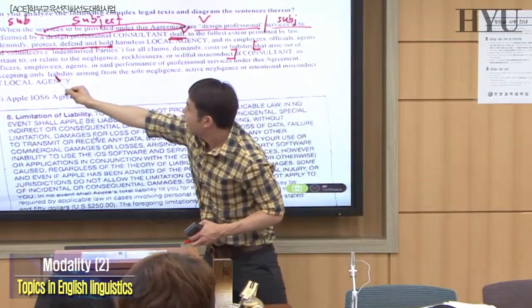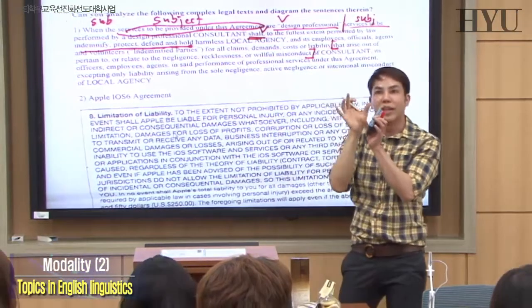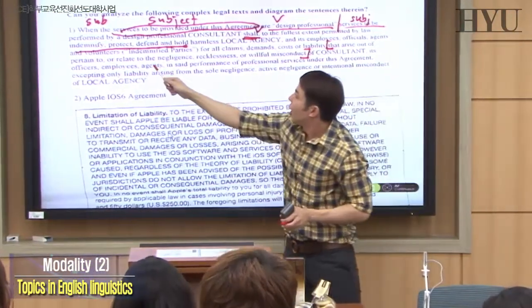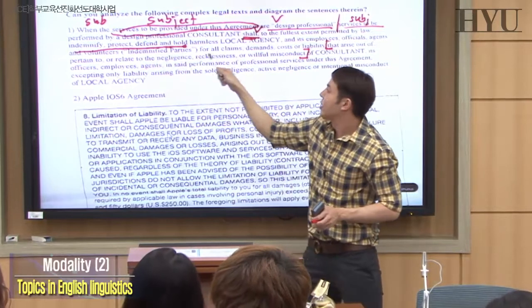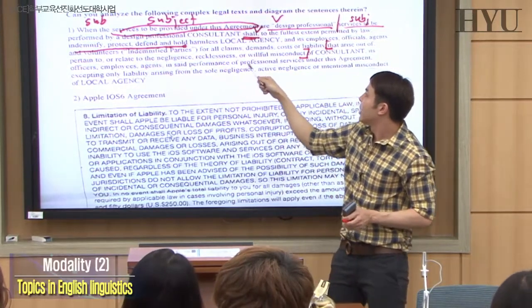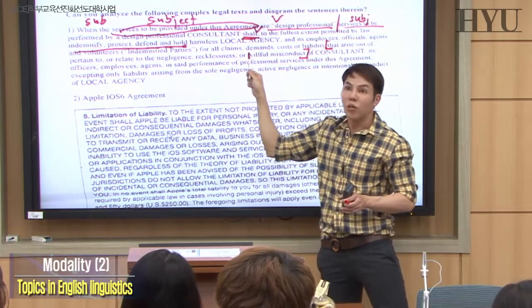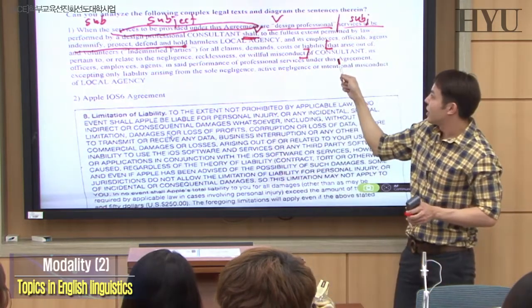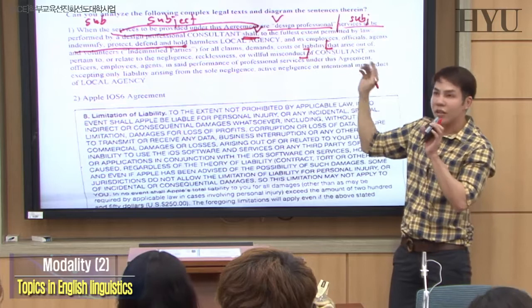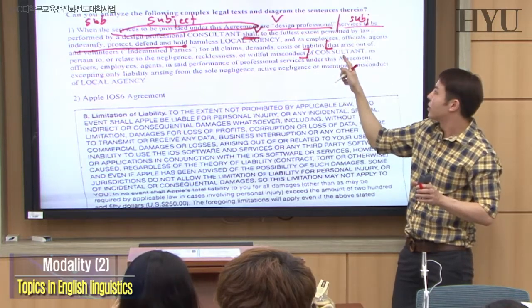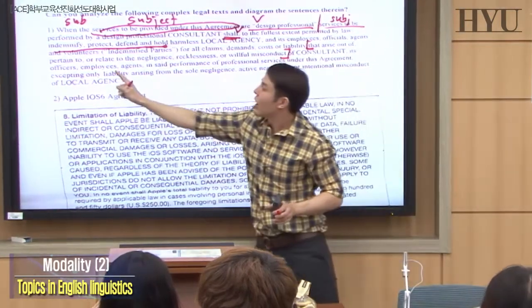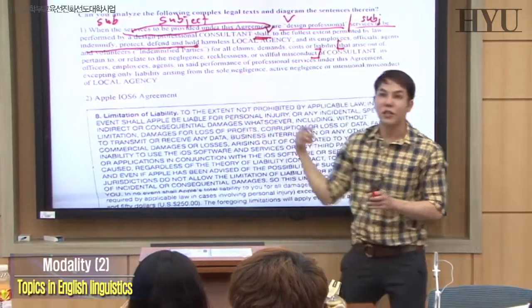Arise out of, pertain to, or relate to. So many verbs in a row, right? And relate to the negligence, recklessness, or willful misconduct, right? So all these nouns joined by an "or." Of consultant, right? So that's the noun. Of who? Of consultant, and who else? It's officers, employee, agents, and so on.